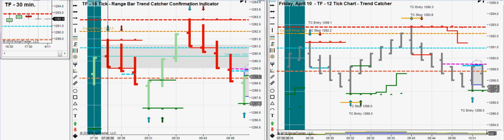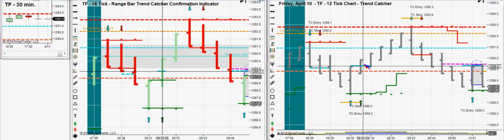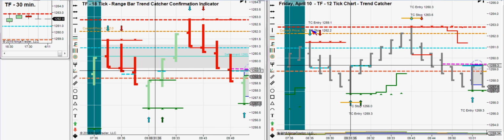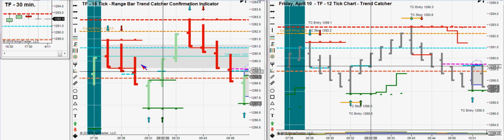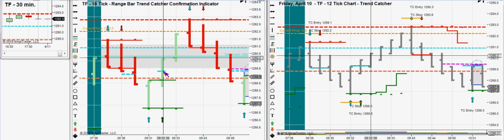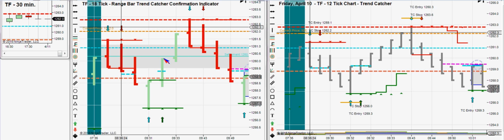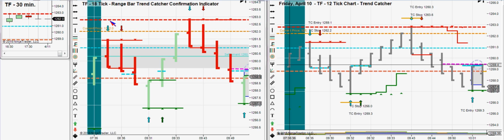Let me draw a cyan line where the line would have been cyan at the time. So we're going to look over here on the left. That cyan line being there, we're going to look for two closed range bars in the same direction, and you need to see how far away that would have been.